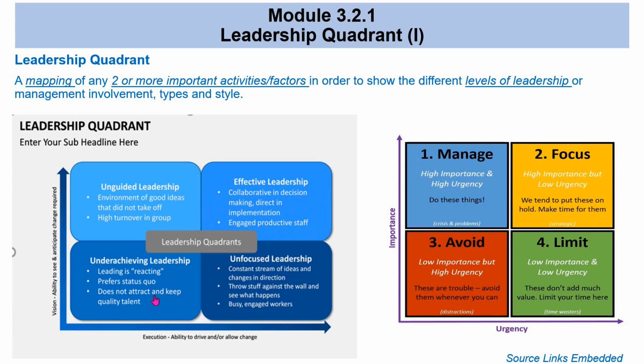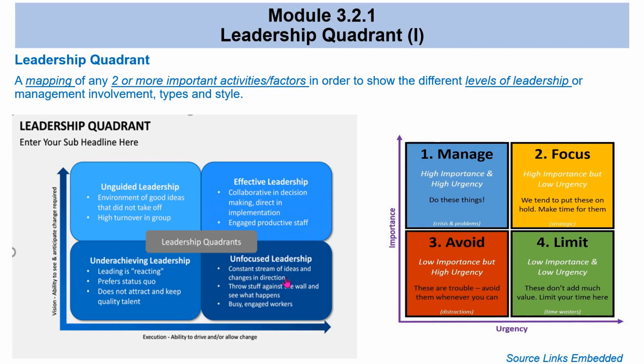But even when you, as a leader, do not have great vision but have a great execution ability, then you can be in the quadrant that we call unfocused leadership, which means you know how to execute, but you are not really looking way ahead. Things like constant streams of ideas and changes in direction could happen without you easily catching it because you didn't look at the long term, but you might just be good at executing in a way that is countering it or makes it better. And sometimes you might end up throwing stuff against the wall and see what happens.